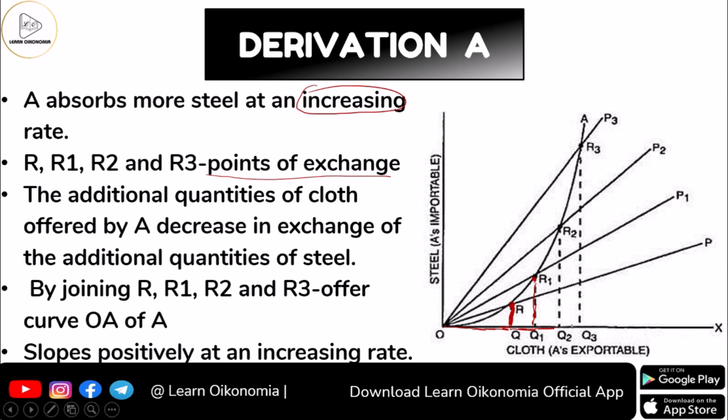Okay. So by joining different points like R, R1, R2, R3, etc., you will be getting the offer curve of A. And this can be represented as OA. So OA shows the offer curve of A. And this is a line that would be positively sloped, it is positively sloped at an increasing rate.